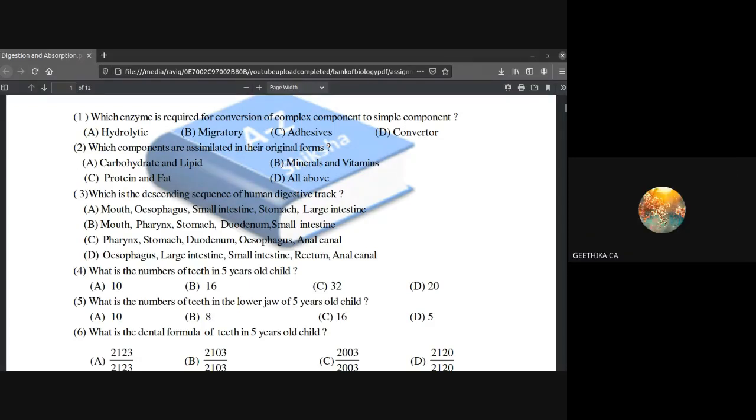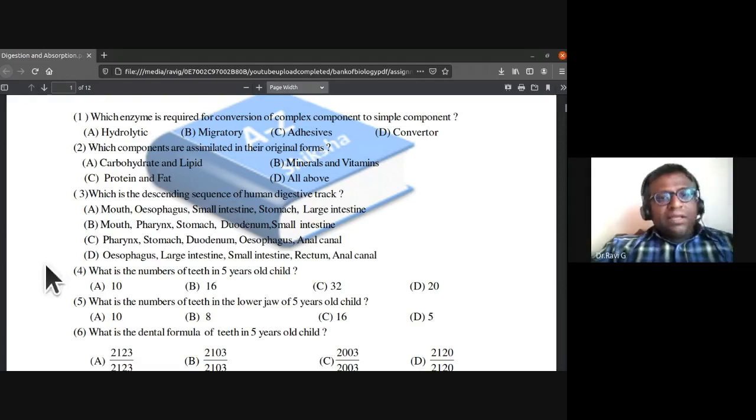Sir, when I was going through some article, I read it as migratory enzyme. It is required for the conversion of complex component to simple compounds. Very good, Geetika. Even I was thinking of hydrolytic, but they break down. So here it is conversion of complex component to simple component, so the migratory enzyme is going to play a role in that.